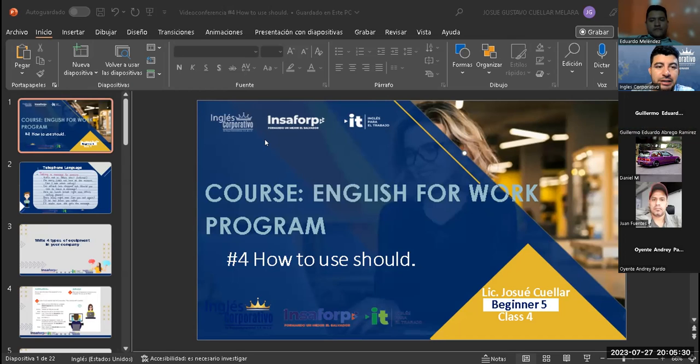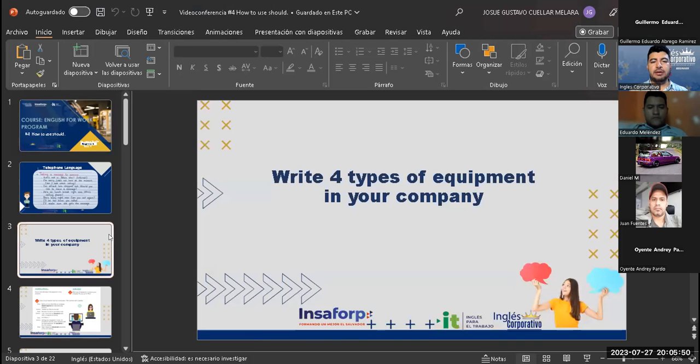So the topic for tonight is how to use should. I know that you already have a very clear idea how to use should, right? Because it is a modal verb that is very, but very common and useful. Before we go, I need you to write four types of equipment in your company. When I say equipment, you can talk about machinery, technological systems, and different office equipment. It depends on you. Even a photocopy machine. Could it be a coffee maker? Whatever comes to your mind that is equipment in your company. You can write at least four types of things.